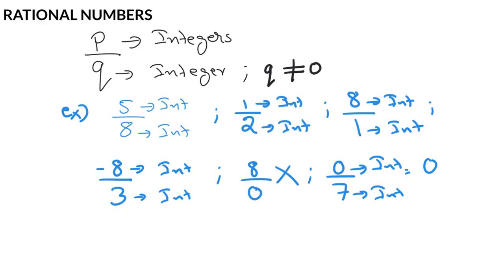Get the point? And rational numbers are represented with the letter Q. Why Q? Because rational comes from ratio and Q comes from quotient. So when you're dividing fractions, when you're considering the quotient, the letter Q is used for rational numbers. So you understand now what rational numbers are, and looking at the number, you are able to identify whether the number is a rational number or not.